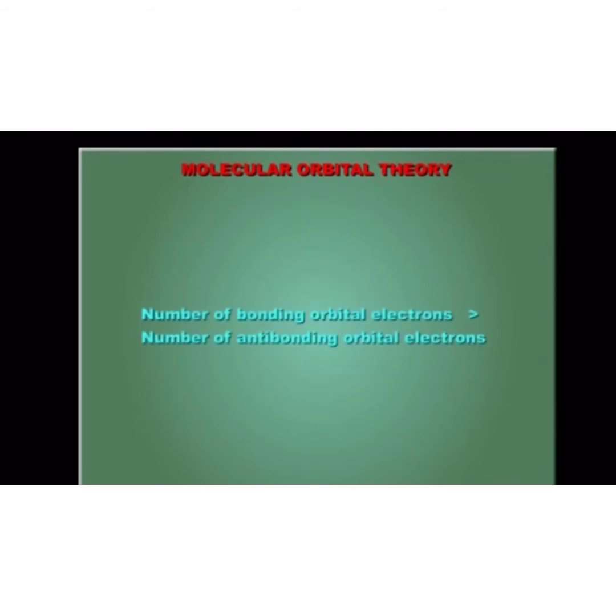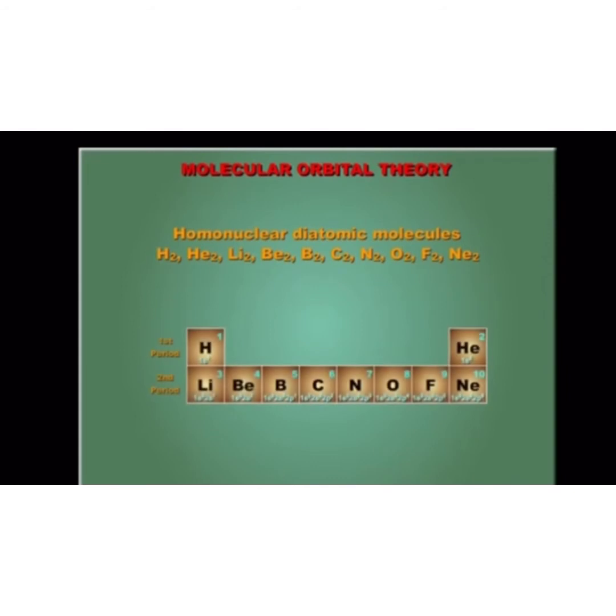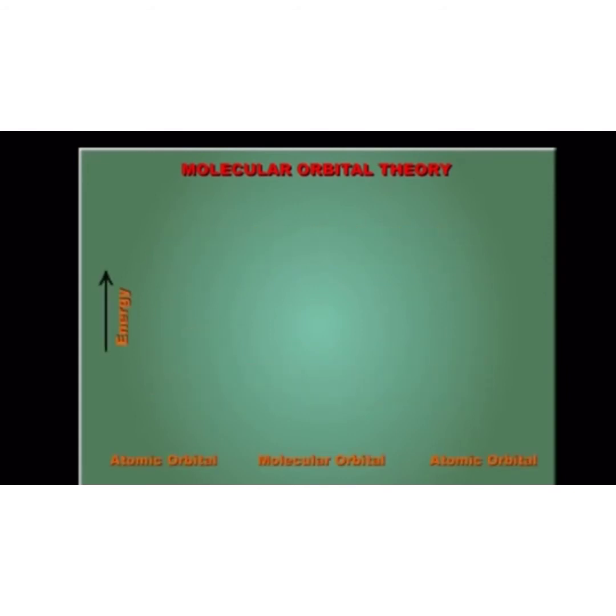A chemical bond is possible only if the number of bonding orbital electrons exceeds the number of anti-bonding orbital electrons. Now we will restrict our discussion to homonuclear diatomic molecules of the first and second period elements only. The energy orbital diagram of the first period elements is like this. It has only hydrogen and helium, having only one s atomic orbital.